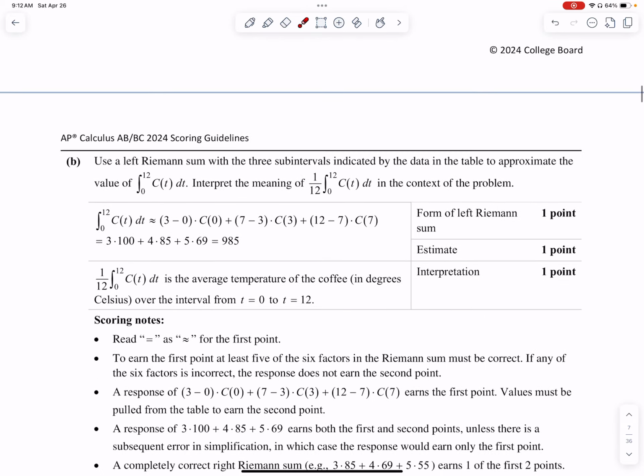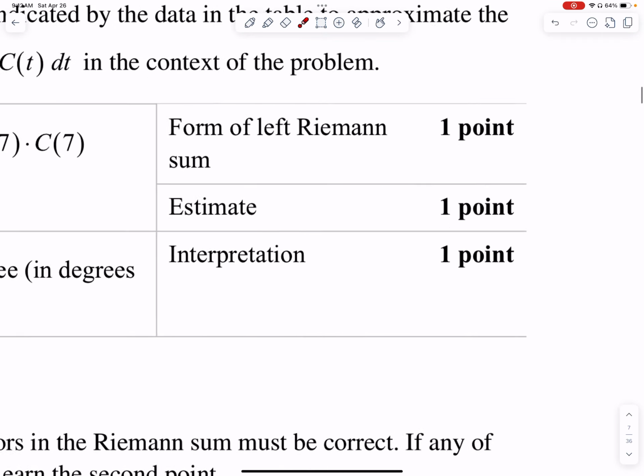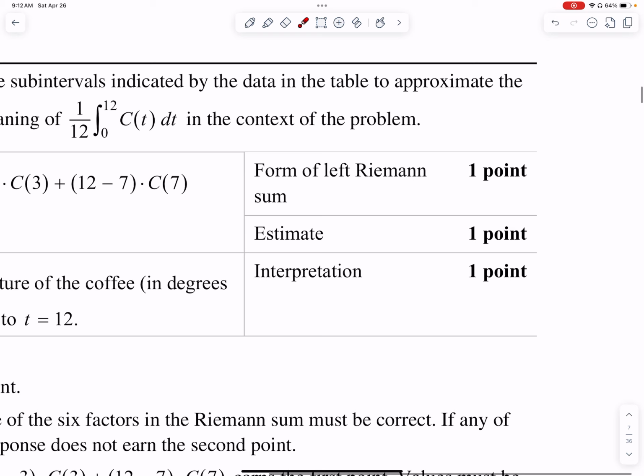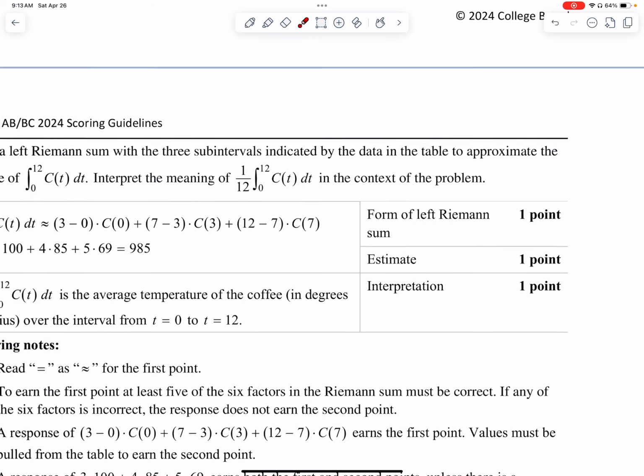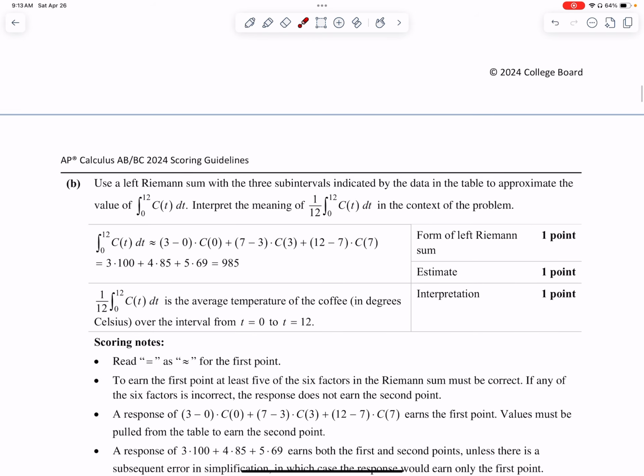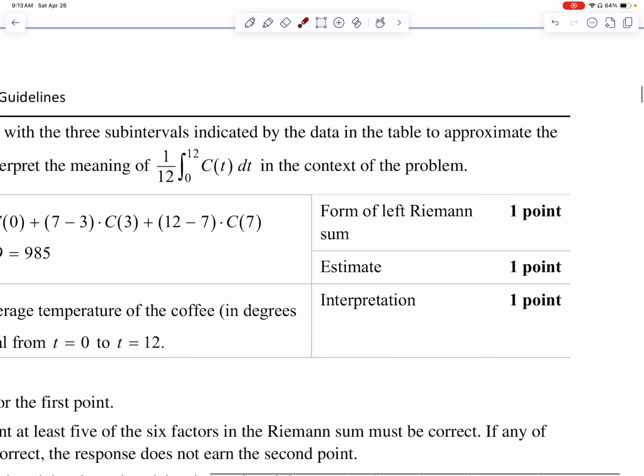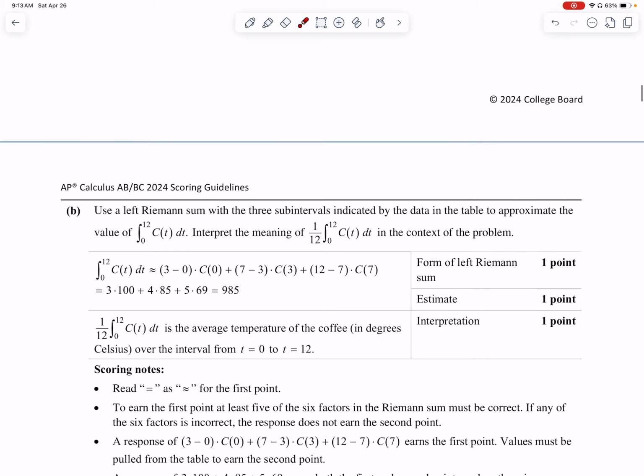So that was the first 2 points. And then on part B, it looks like we have 3 points. Form of the left Riemann sum. And this is a kind of common language on the free response questions, that it might be a two-part kind of thing. They're looking for the form. It might be the form of the quotient rule or something like that. And then your final answer is the second point. And that's what happened here. We had the form of the left Riemann sum, which was worth a point. Our estimate was worth a point.